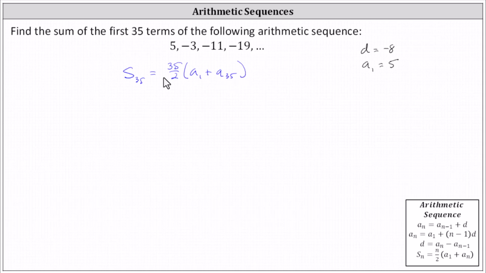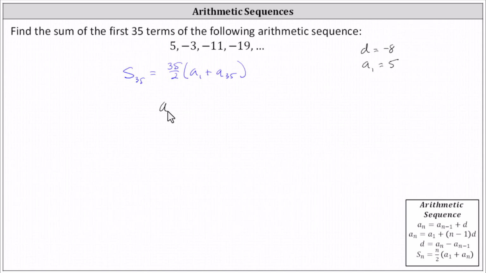We know n is 35, we know a sub 1 is 5, what we don't know is a sub 35, which we'll need to determine before we find the sum. To determine a sub 35, we need to find the formula for a sub n, where for an arithmetic sequence, a sub n equals a sub 1 plus the quantity n minus 1 times d.